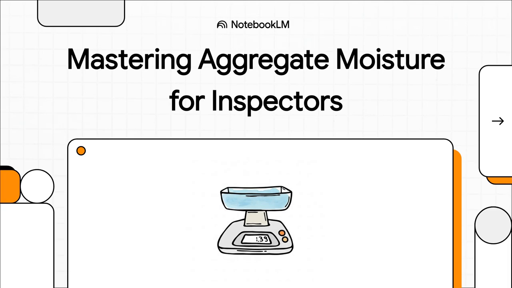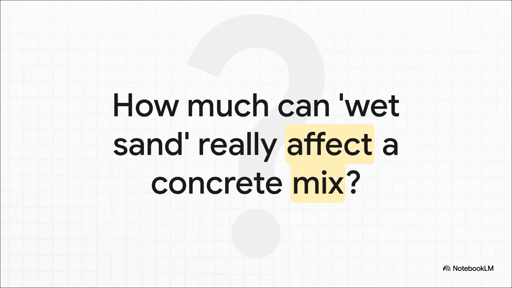Welcome to the Explainer. If you're getting ready for your PCI Level 1 or 2 exam, you already know that aggregate moisture control is a topic you absolutely positively have to nail. So today we're going to break down everything you need to know, not just for the test, but for the plant floor. So let's just jump right in.